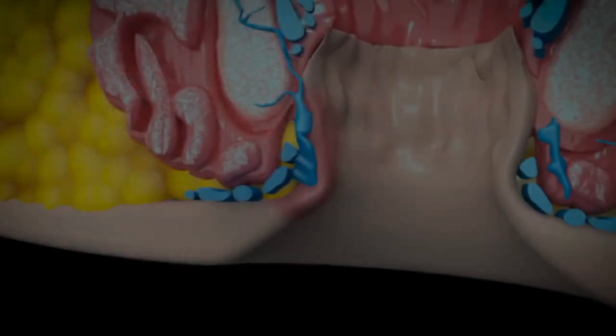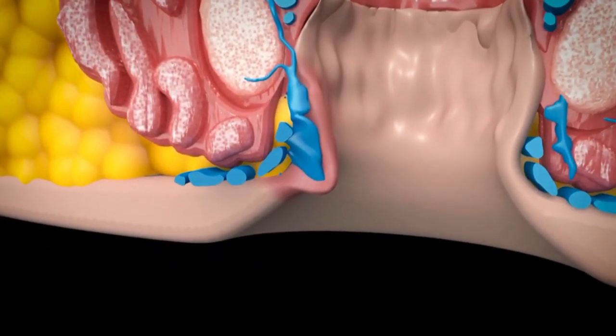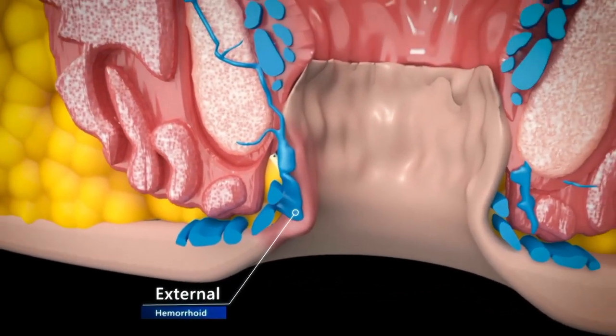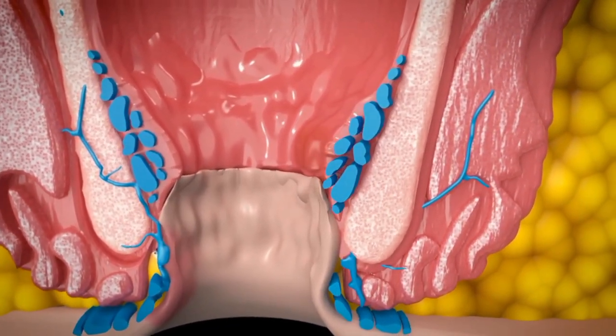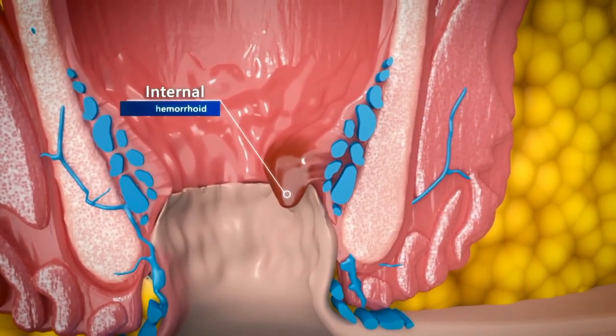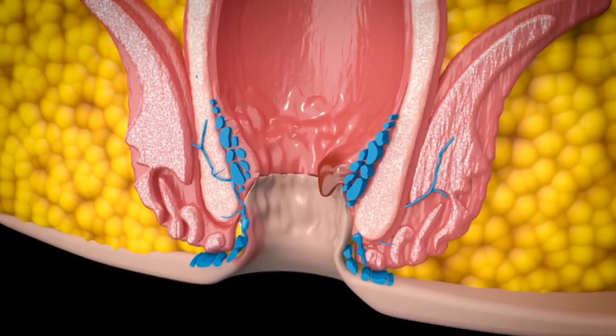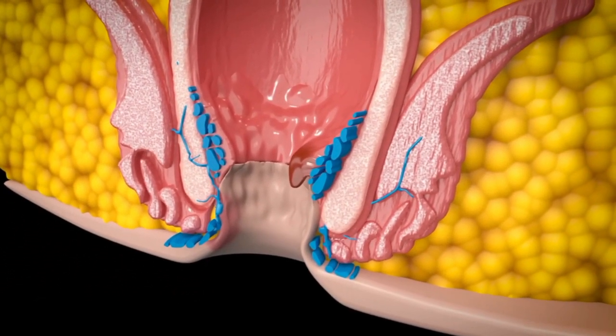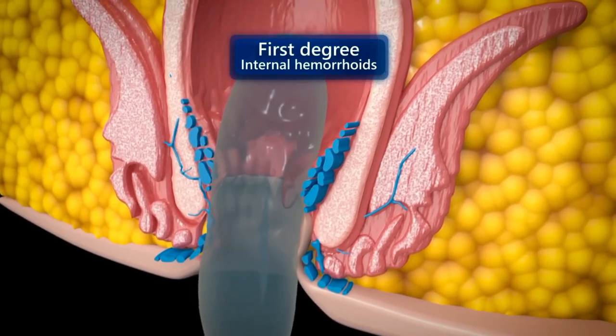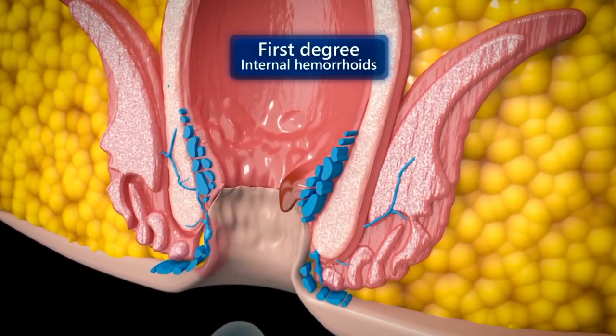A swollen vein near the entrance of the anal canal is called an external hemorrhoid, while a swollen vein inside the rectum is called an internal hemorrhoid. Internal hemorrhoids are classified according to their level of development. First-degree internal hemorrhoids are those that always remain inside the rectum.